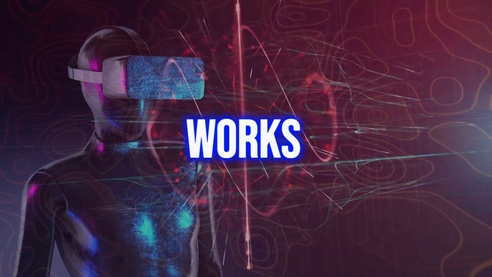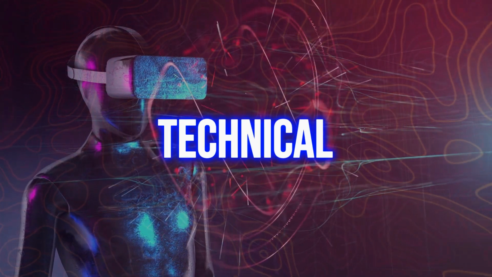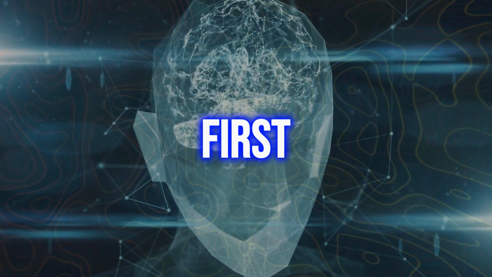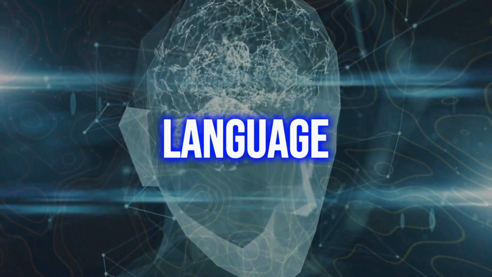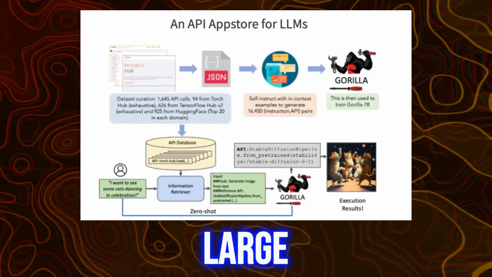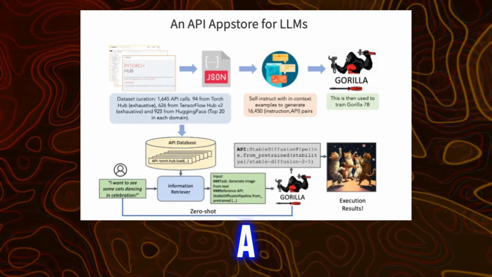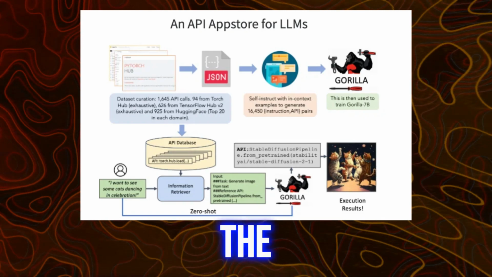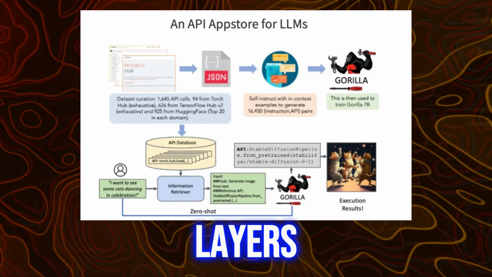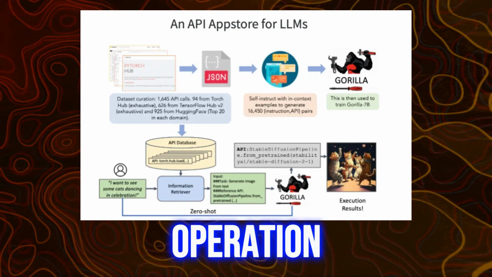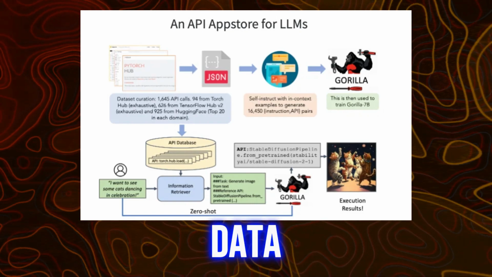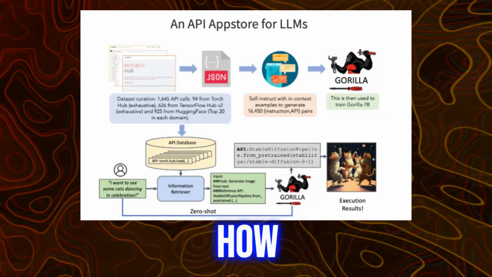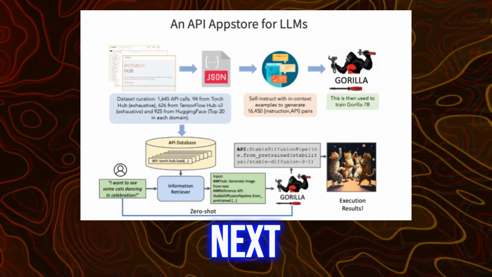To understand how Gorilla works, we need to understand some technical terms. Don't worry if they sound complicated at first. We will explain them in simple language. It uses a large neural network, which is a collection of mathematical functions that can learn from data. The neural network has many layers, each of which performs a different operation on the text data. The layers are connected by weights, which are numbers that determine how much each layer influences the next one.